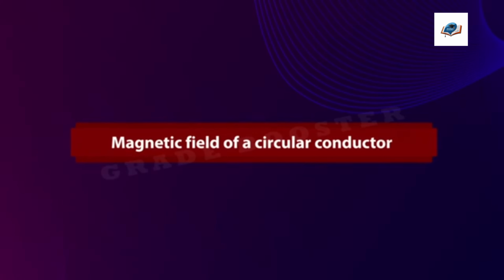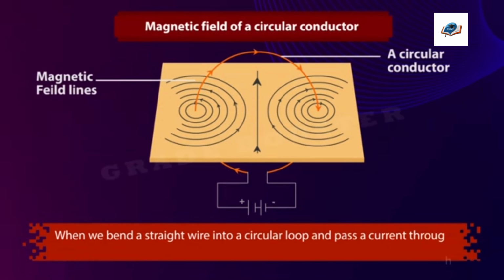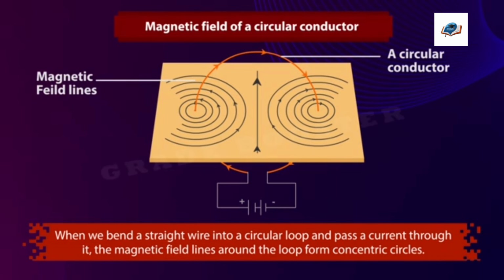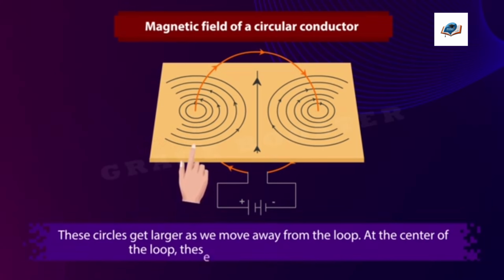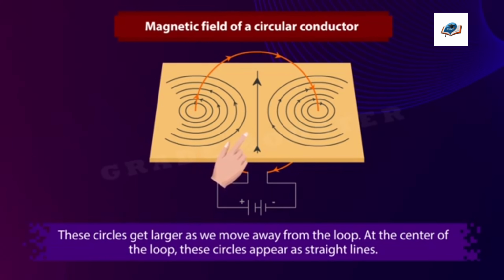Magnetic field of a circular conductor. When we bend a straight wire into a circular loop and pass a current through it, the magnetic field lines around the loop form concentric circles. These circles get larger as we move away from the loop. At the center of the loop, these circles appear as straight lines.